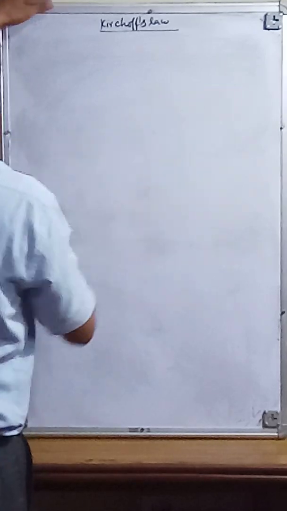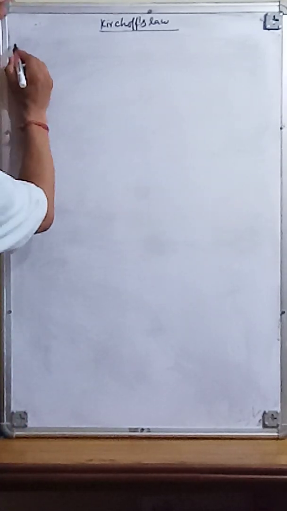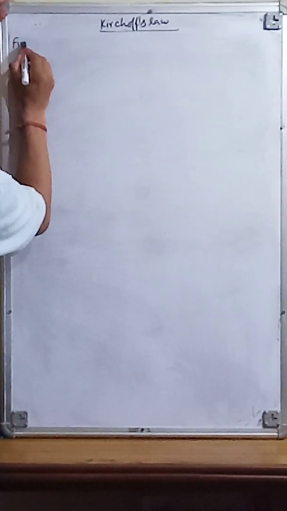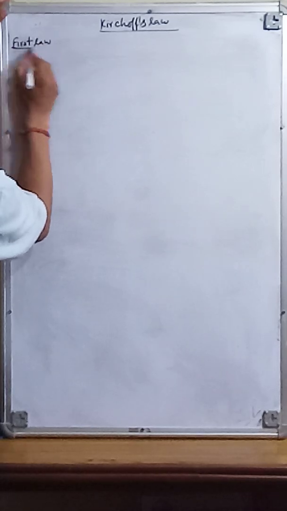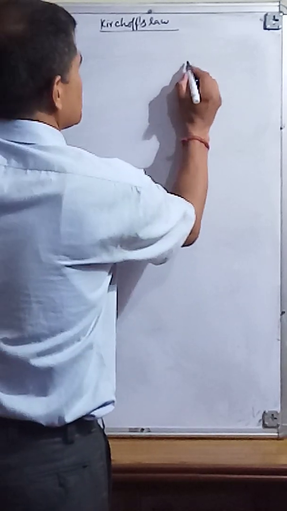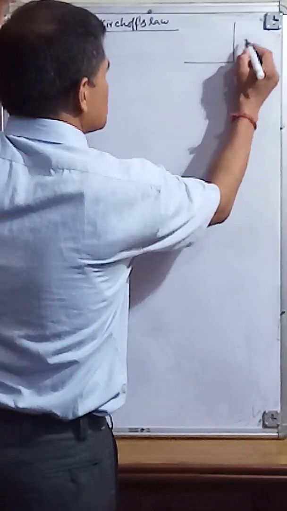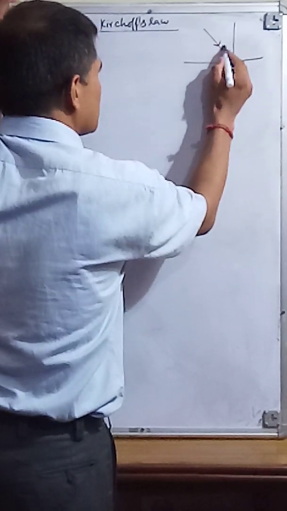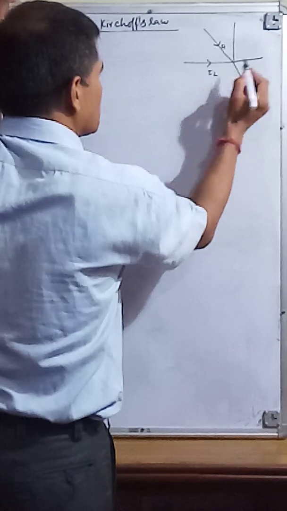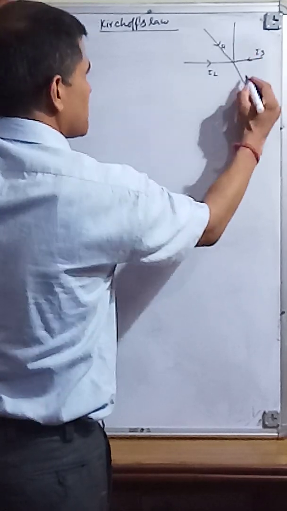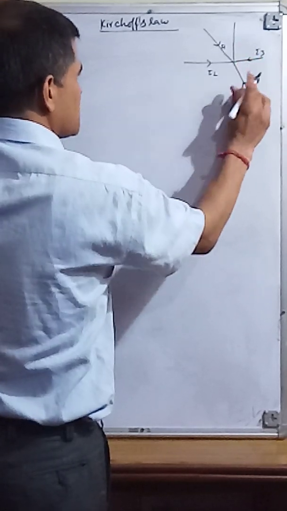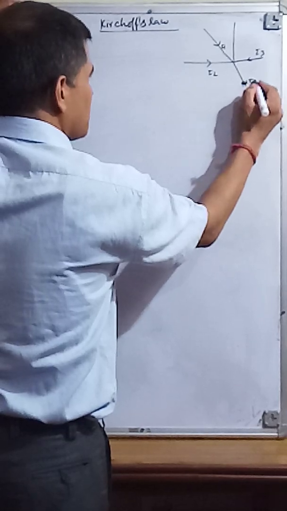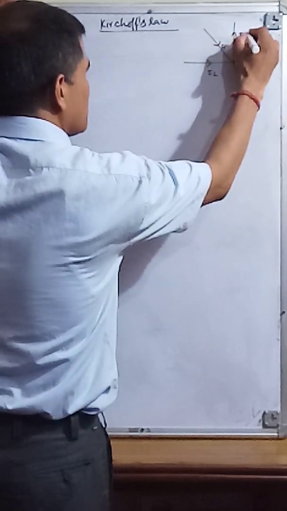So what is Kirchhoff's law? Kirchhoff has two laws. This is the first law. What is Kirchhoff's first law? The algebraic sum of the currents at any junction is always zero. It means if we have a junction, there are a number of currents coming to a point. Suppose this is I1, this is I2, and this is I3. These three currents are coming to the junction, and currents I4 and I5 are going out.